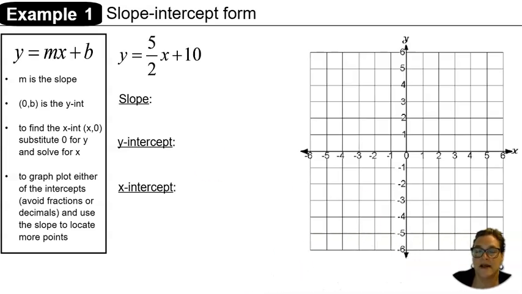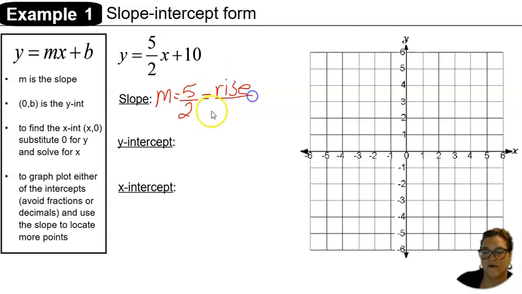So let's start with example 1. And our equation is y = 5/2 x + 10. That's in slope-intercept form, y = mx + b. The m in that equation is the slope. So we can identify the slope, m, as equal to 5/2. That's our coefficient on the x in the equation. Okay, that slope is the rise over the run to the right. And so starting at the y-intercept, we would rise 5 and run to the right 2.